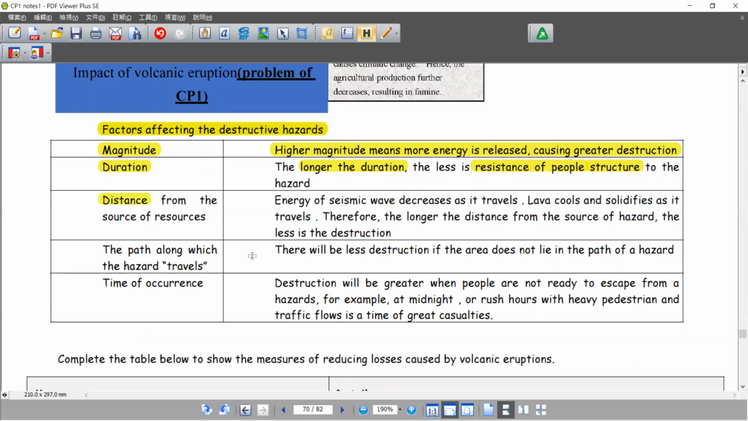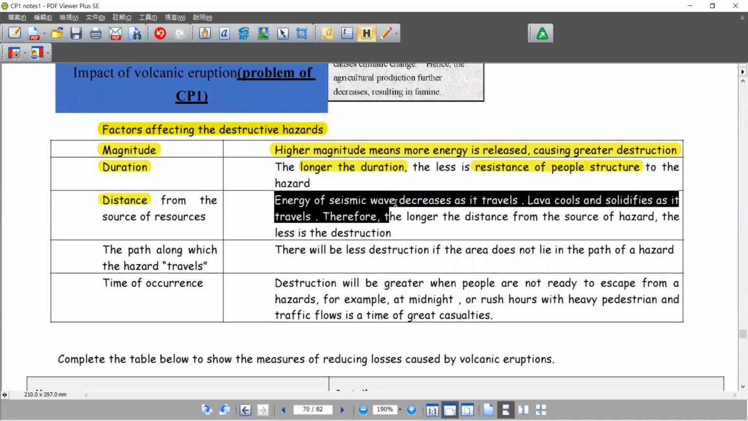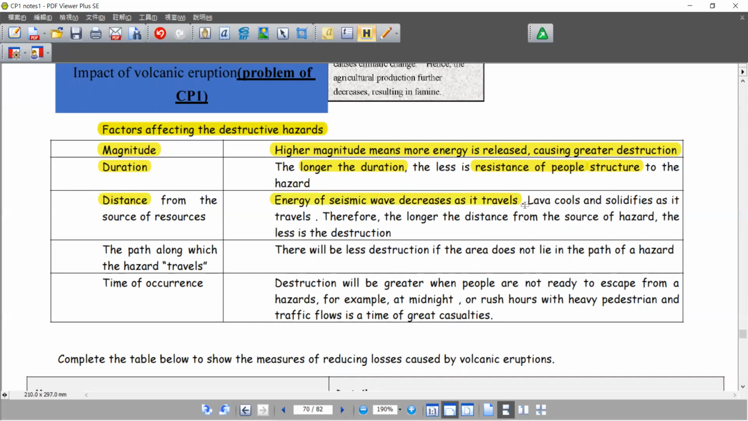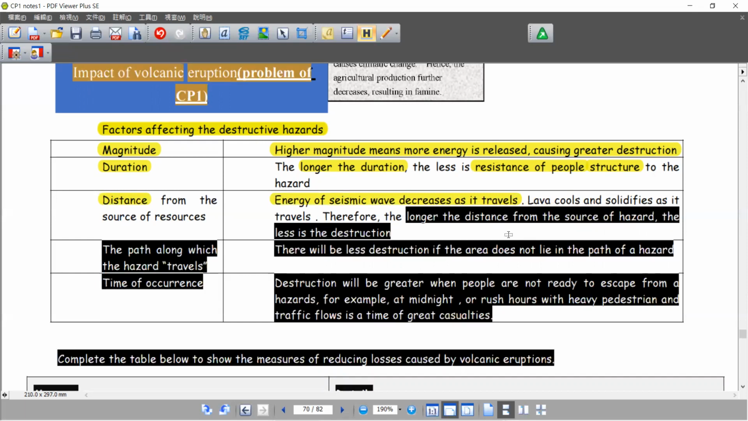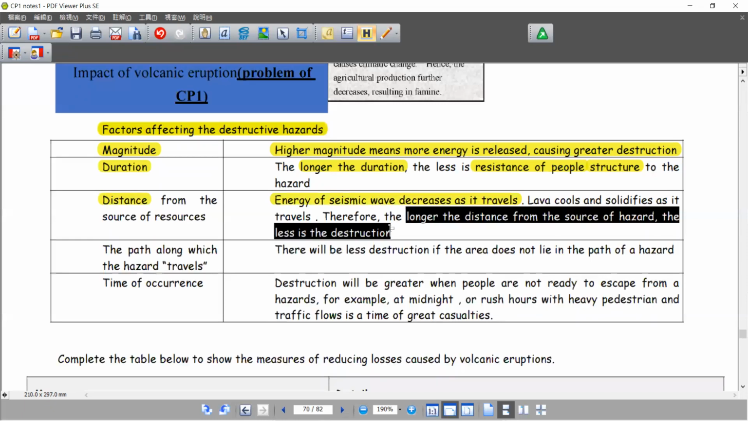Distance from the source: you may have seen this in the Haiti earthquake, in the 2012 past paper. You can see the capital of Haiti is right next to the epicenter, so the energy of the seismic waves is not dissipated that much. The longer the distance from the source of the hazard, the less the destruction.